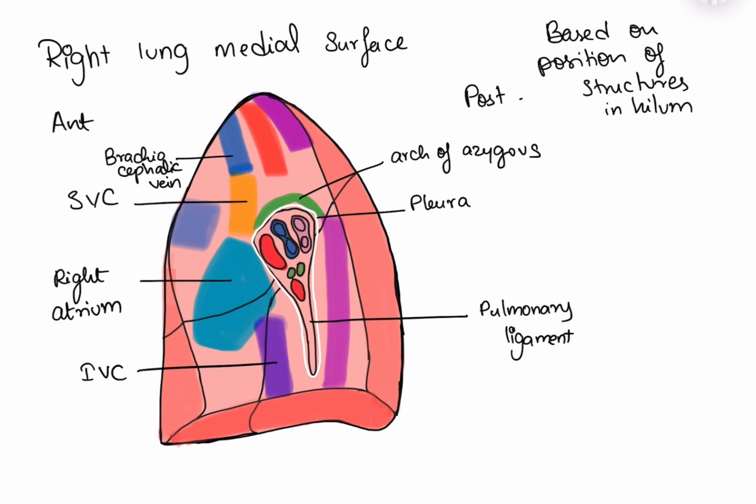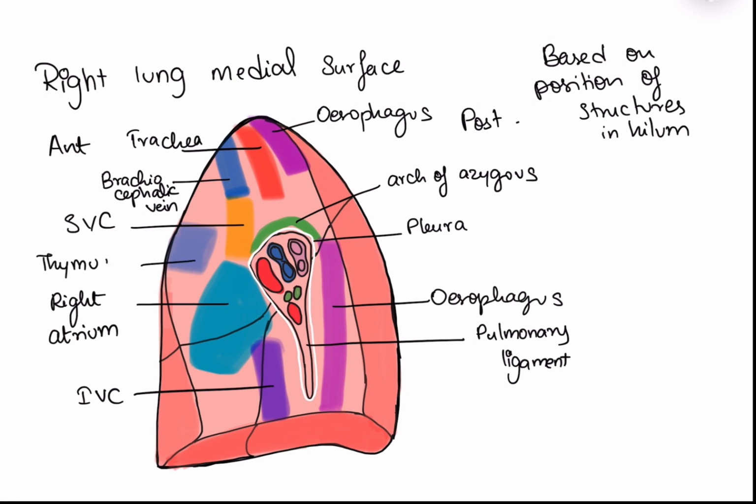So, what are the other major structures left? We have trachea and esophagus. Anteriorly, we also have impression of thymus and fatty tissue of anterior mediastinum.